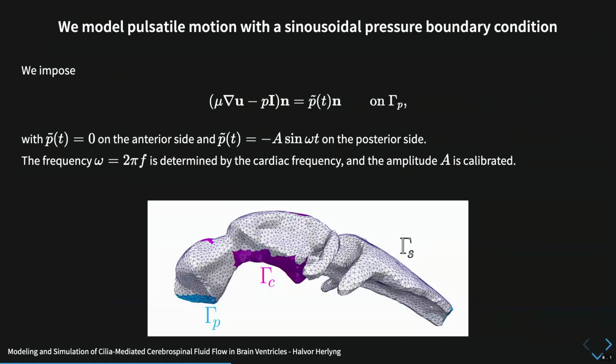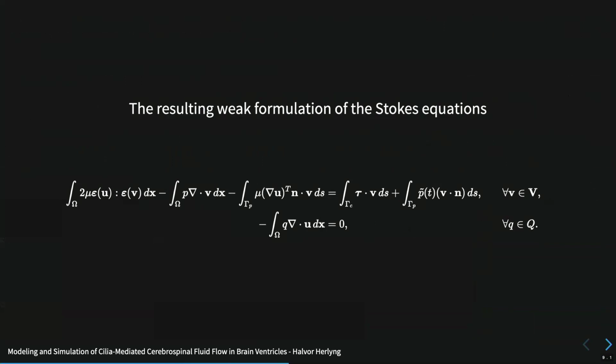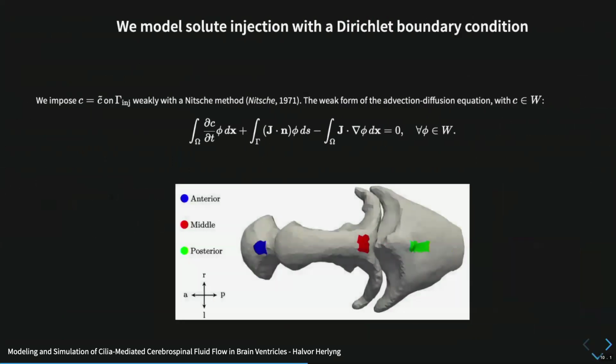To simulate this back and forth beating motion that we saw in the videos, we take two ends of the ventricles and put a normal pressure boundary condition. On one side, we just set 0, and on the other, a sinus function to generate a pressure difference. Both of these, both the stress and the pressure, are handled weakly in the Stokes equations.